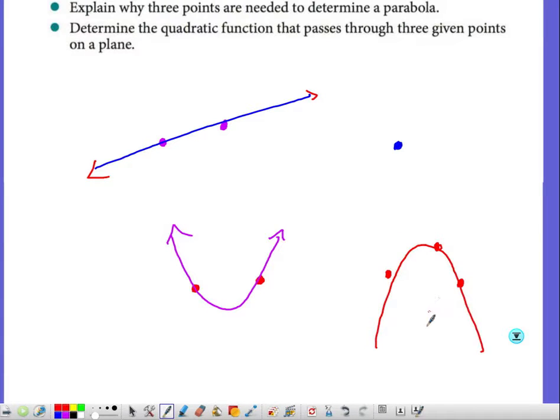Now there's something important about those 3 points. Those 3 points have to be non-collinear. That means those 3 points cannot lie in a straight line. What if they happen to lie in a straight line? So here we go. Here are 3 points that lie in a straight line. Is it possible for me to draw a parabola that goes through those 3 points? No, there's no way. You might be tempted to do this.